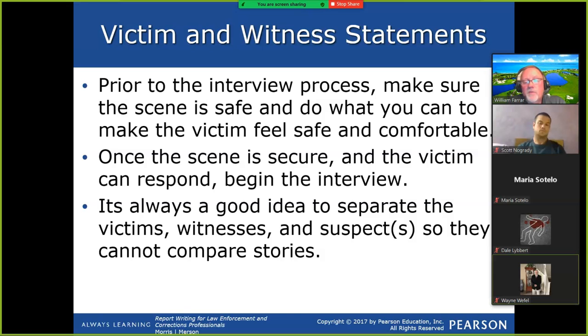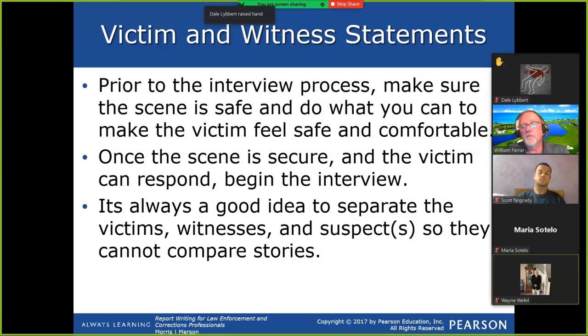And again, it's a great idea to separate victims, witnesses, and suspects. The reason is that you don't want them to compare stories. It's not to be mean or anything like that, but you really don't want them comparing stories, especially when it comes to what a person might look like, what a car might look like, because they'll start to listen to each other, and before you know it, they'll all agree that the car was blue when maybe two or three of them thought the car was black. So it's important that you do that.